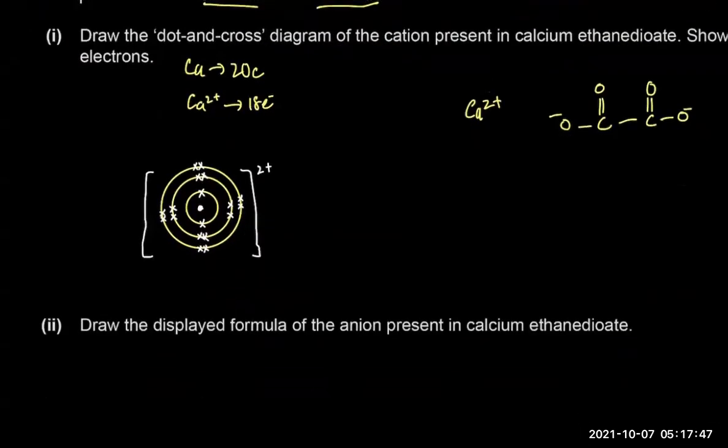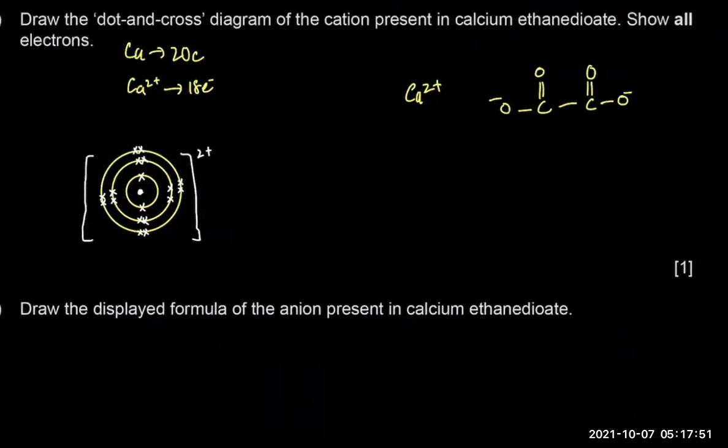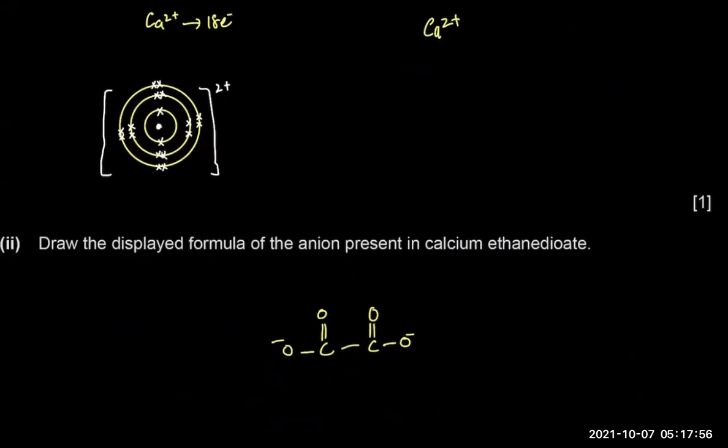Draw the displayed formula of the anion present in calcium ethane dioate. I just drew it for you guys. That's the displayed formula of the anion present. I've shown all the bonds over here.